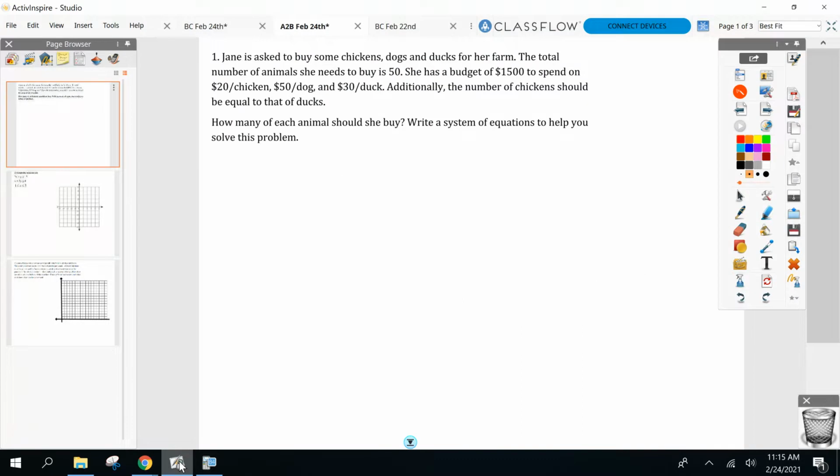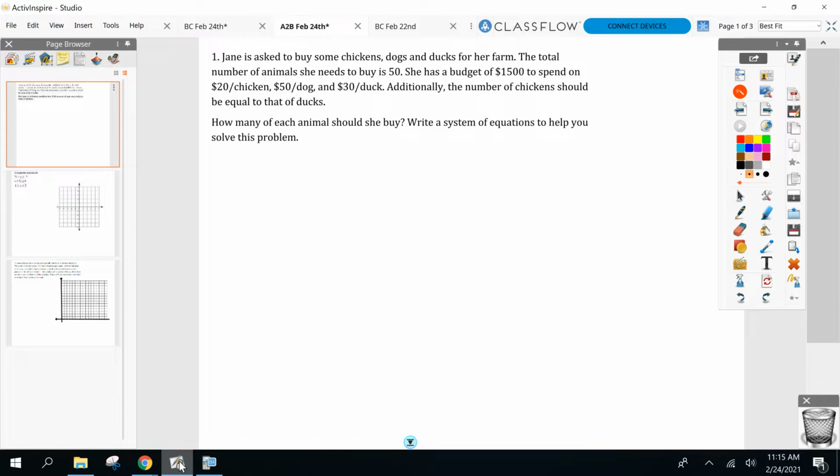All right, first one tomorrow. Question number 1. Set up 3 equations with 3 variables and let's solve them. 3 equations, 3 variables. And you guys are doing all the work today here for me. All the work. So you can see Jane. She's into chickens, dogs, and ducks, I guess. She's got a farm. She needs 50 total animals. She's going to spend $1,500. The chickens cost 20, dogs cost 50, ducks cost 30. And the number of chickens should be equal to the number of ducks that she buys. All right, how many of each should she buy?